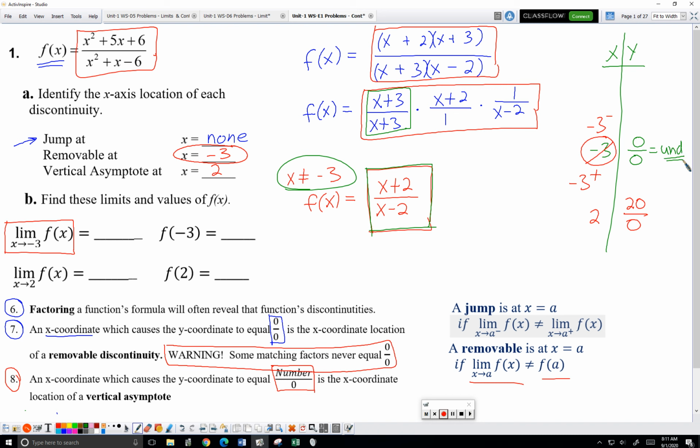Questions? Cool. So to figure out what's happening when x gets close to negative 3, I just use this. Close to negative 3 plus 2 would be very, very close to negative 1. Close to negative 3 plus negative 2 would be very close to negative 5. I've just figured out that as x gets close to negative 3, the y-coordinate will be very close to 1/5. When x is exactly negative 3, the y-coordinate is undefined. That's the removable discontinuity.